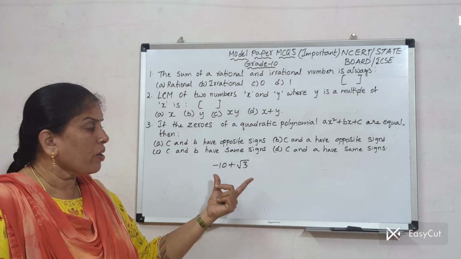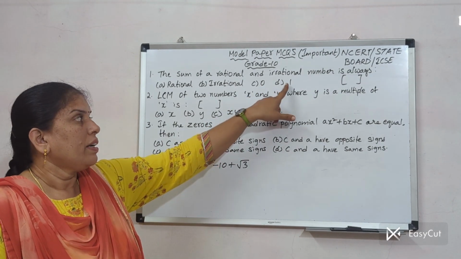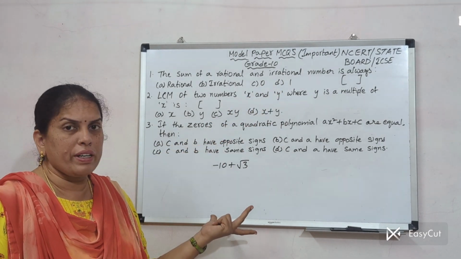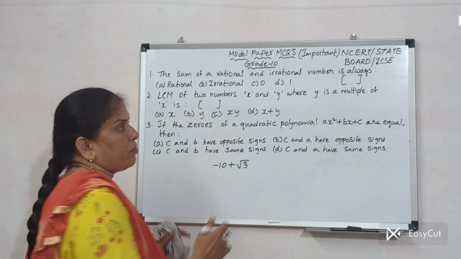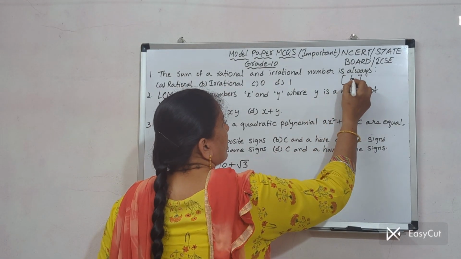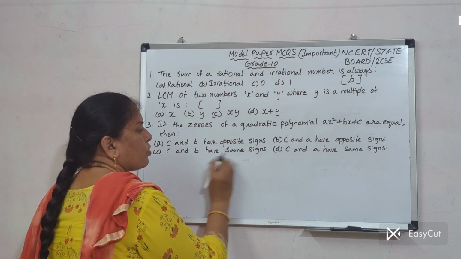Is this equal to 0? No, it is not right. Is this equal to 1? No, it is not right. So, what is the answer? B is the correct option. Okay, B is the correct option. All of you understood?